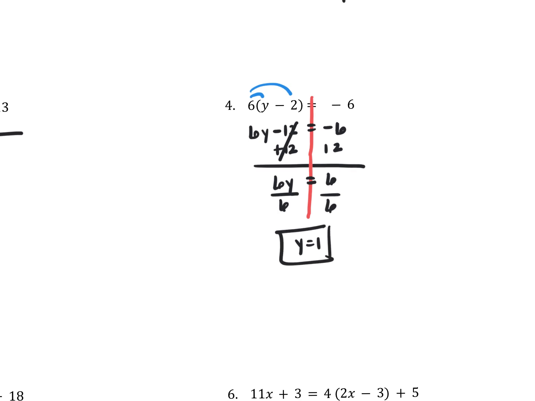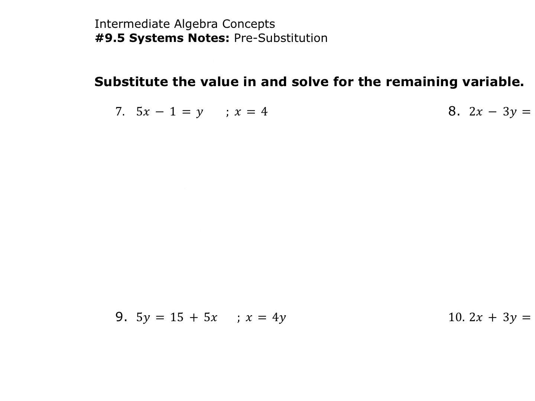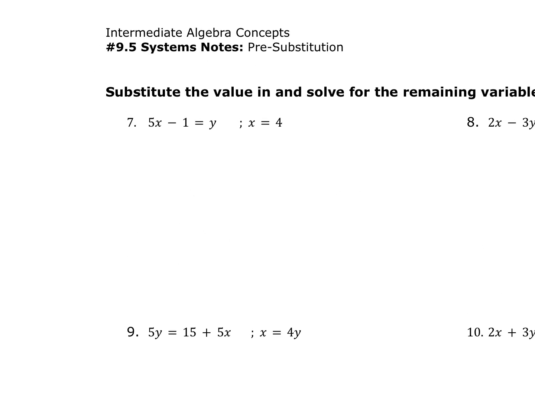Okay, let's look at page 2, back side here. This one says substitute the value in and solve for the remaining variable. When it says substitute in, you have 2 equations. You have 5x minus 1 equals y, and then you also have what I like to call the key. The key is the one where it says x equals or y equals. That's going to be our key. So when it says x equals 4, I'm going to take this 4 right here, and I'm going to plug it in because it's x equals. I'm going to plug that in right there.